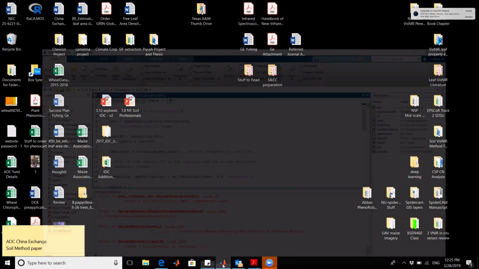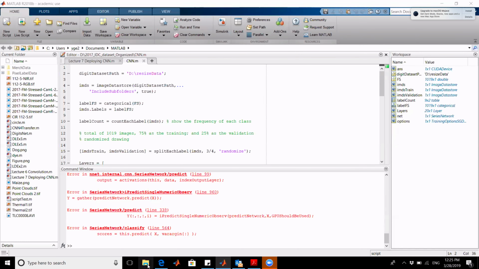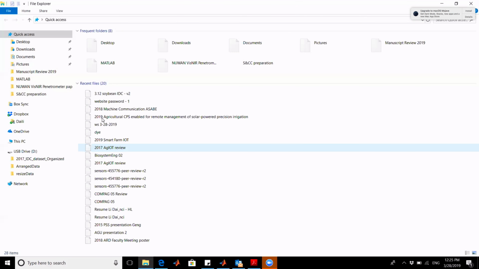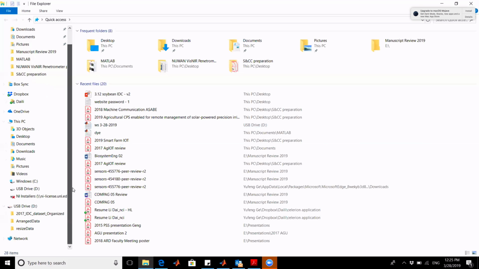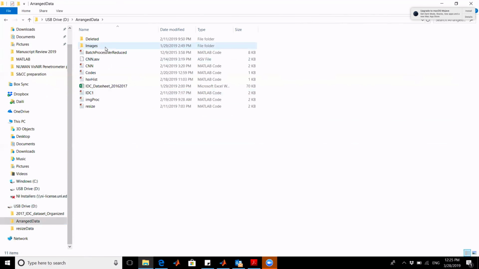And then I'm coming back to MATLAB. All right, so I put all these data sets now. For you guys to be able to practice, I will need to find a way to transfer those to you. And it's all here. So resize, arrange data, resize data.